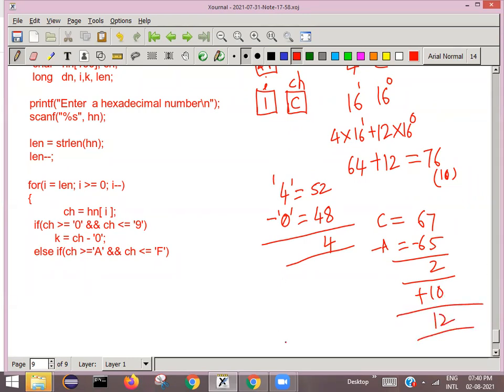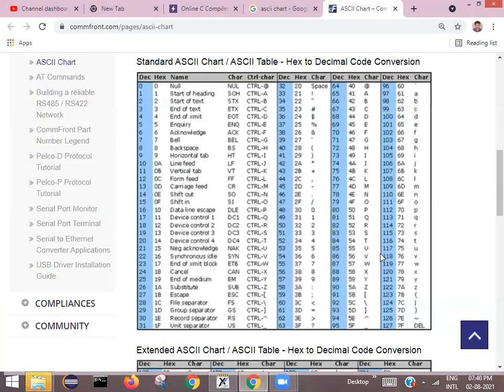Now this logic applies to any other character. For example, you take some other character. Assume that you got the character E. What is E internally? How will E be stored? If you see the ASCII value of E, I'll show. Where is it? Capital E ASCII value is 69.